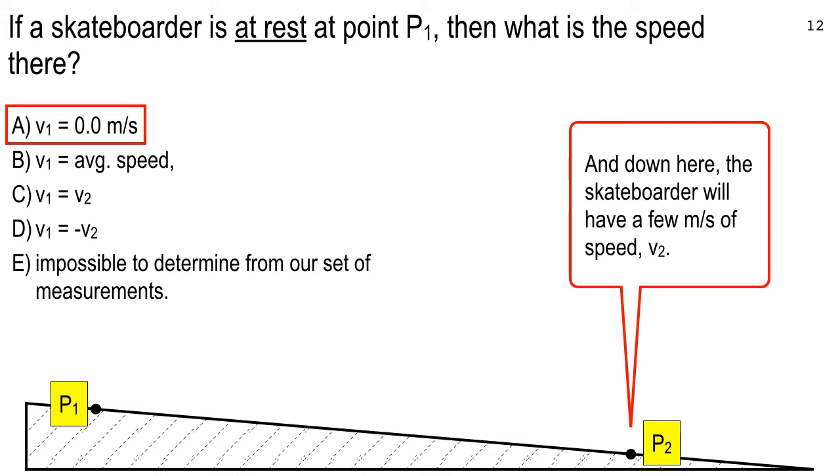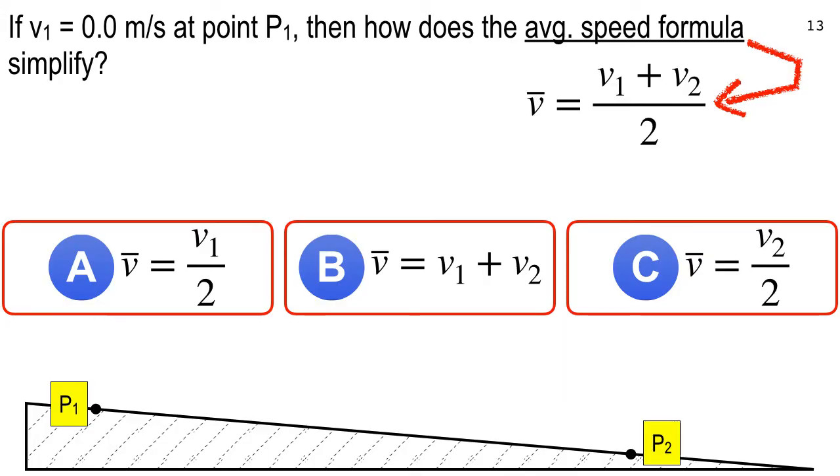All right, now next logical question, back to the idea of average speeds. We still have the same ramp. So here's question 3. If V1 is equal to 0.0 meters per second at point P1, how does the average speed formula, add them up and divide by 2, how does it simplify? Go ahead and make your decision.